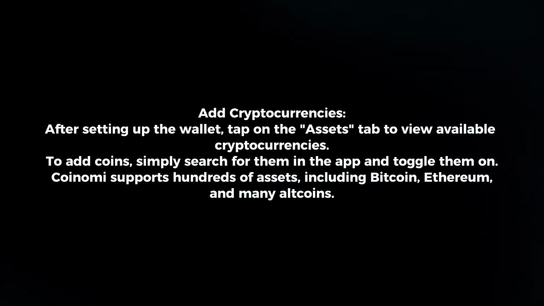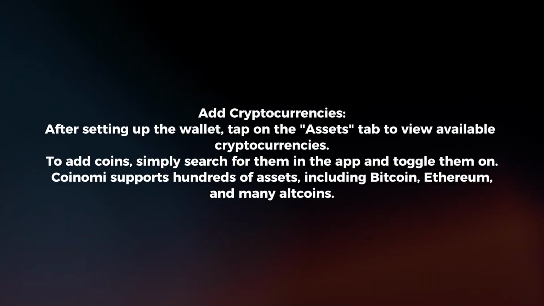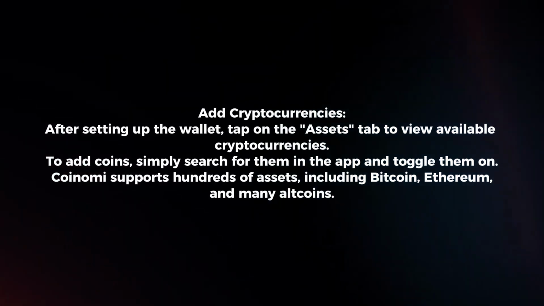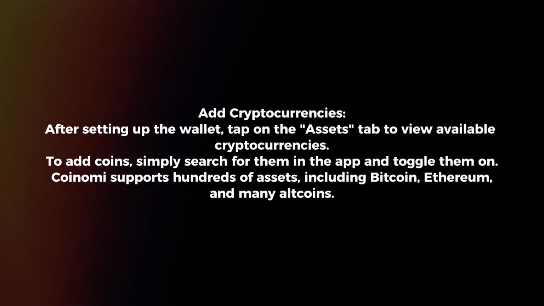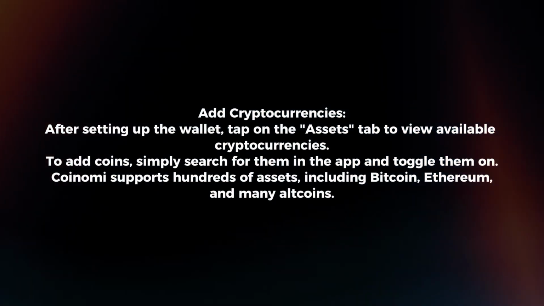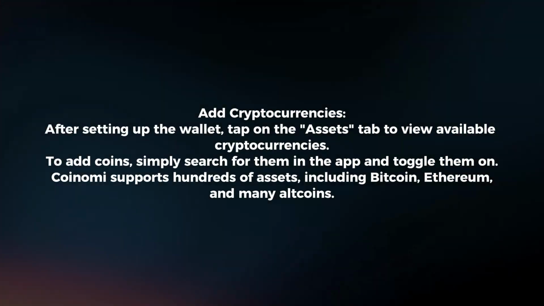Add cryptocurrencies. After setting up the wallet, tap on the Assets tab to view available cryptocurrencies. To add coins, simply search for them in the app and toggle them on. Coinomi supports hundreds of assets, including Bitcoin, Ethereum, and many altcoins.